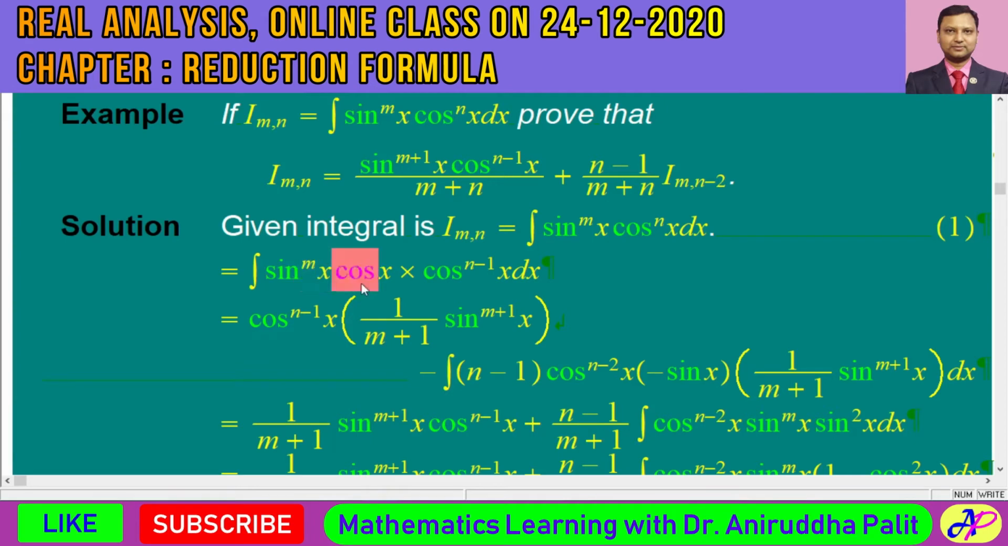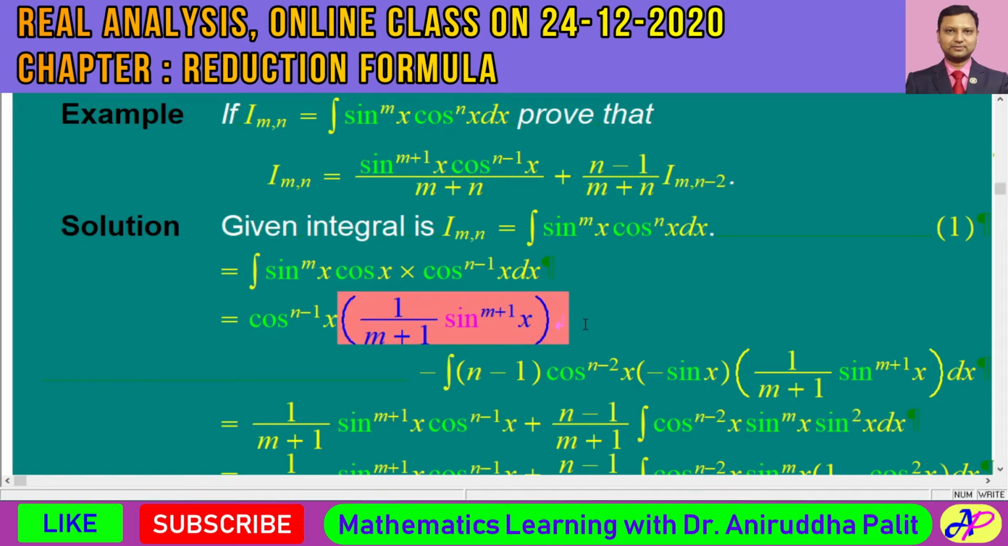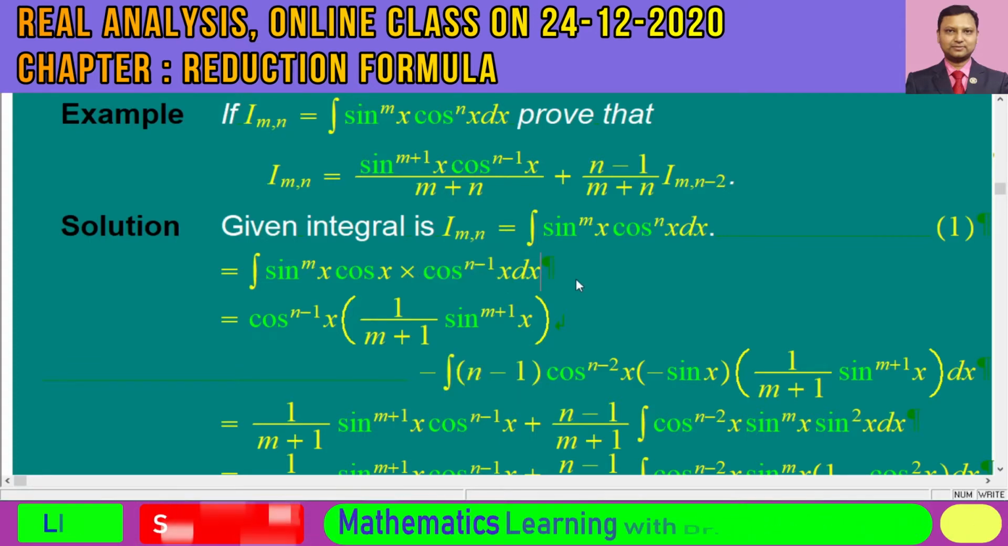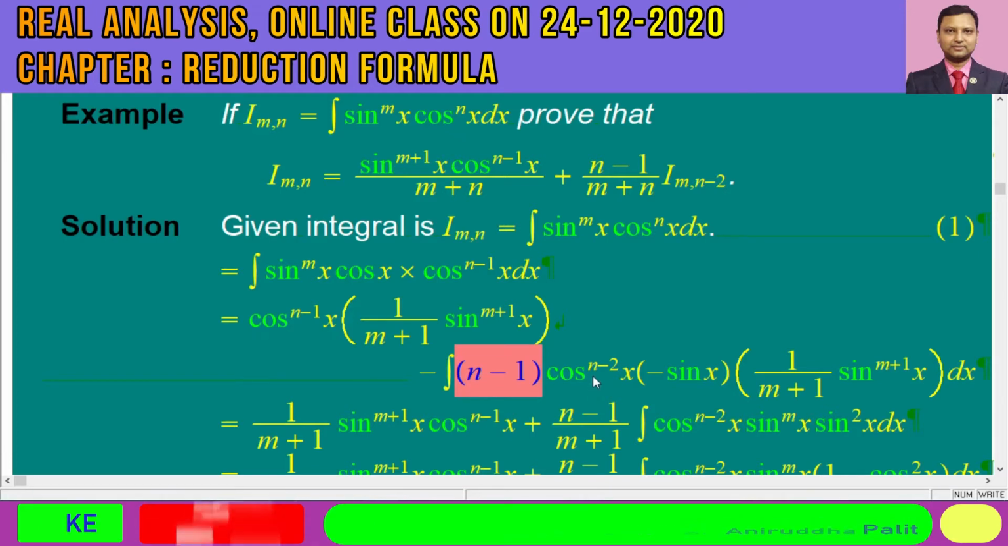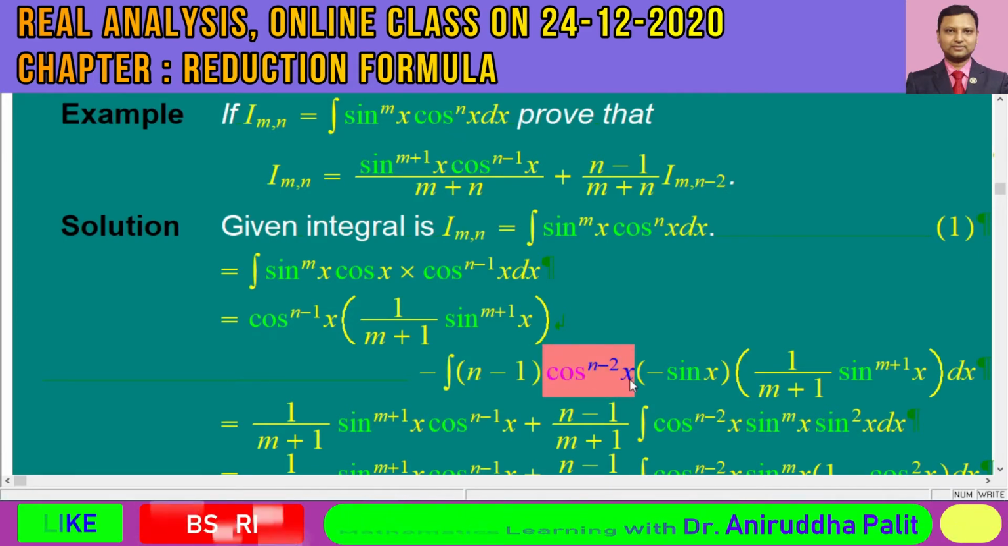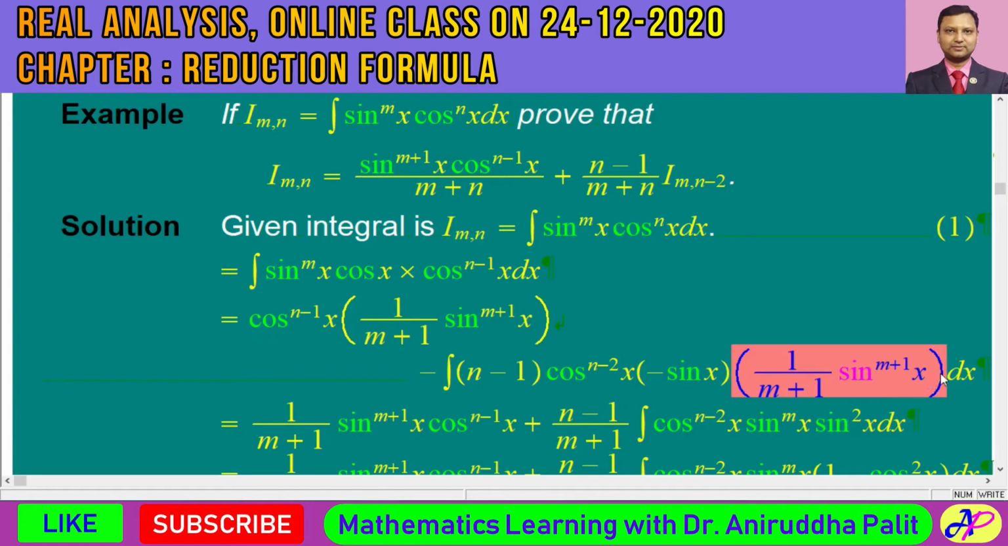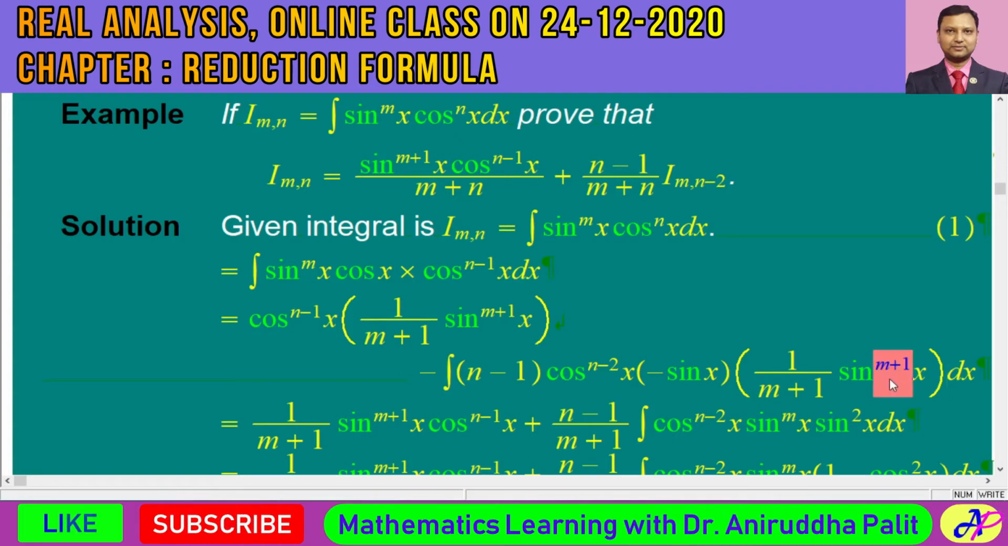So the integral of sine to the power of m x cos x would be equal to 1 by m plus 1 sine to the power of m plus 1 x. Minus. So this is the first term over here: the first function multiplied by the integral of the second function, minus the derivative of the first function. What is the first function? This is the first function. So whenever cos to the power of n minus 1 is differentiated with respect to x, we shall have n minus 1 multiplied by cos to the power of n minus 2 x, and again, due to the chain rule, this cos of x will be differentiated and we will have minus sine of x. So this much would be the derivative of the first function, and then the integral of the second function, 1 by m plus 1 sine to the power of m plus 1 x dx. So this is the integral of the second function.